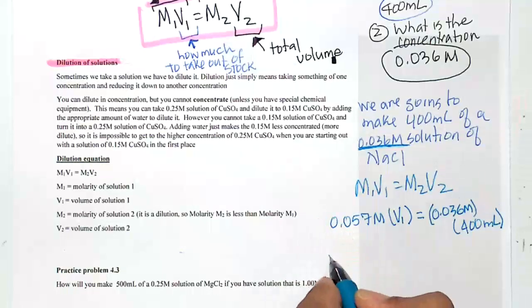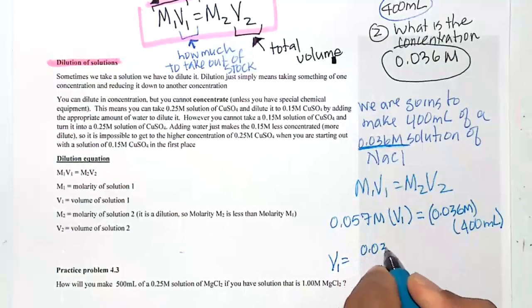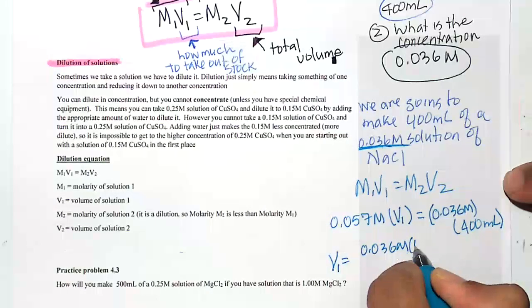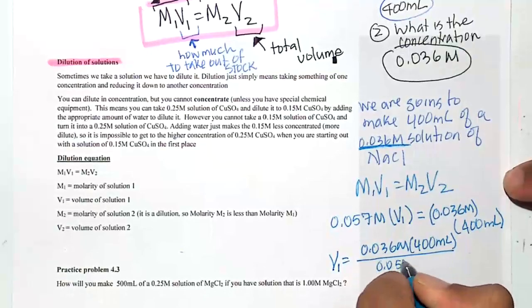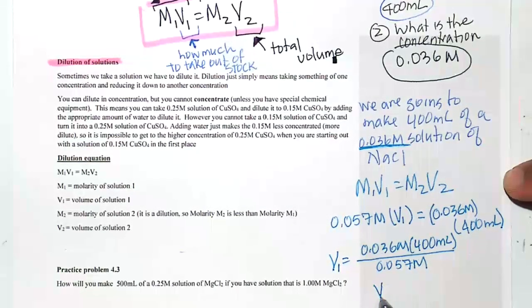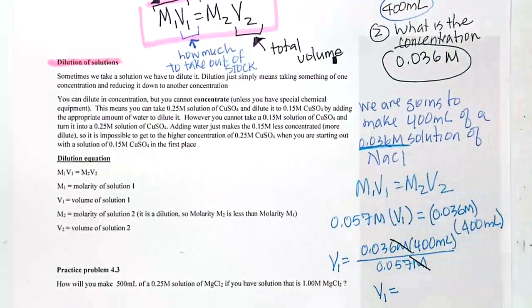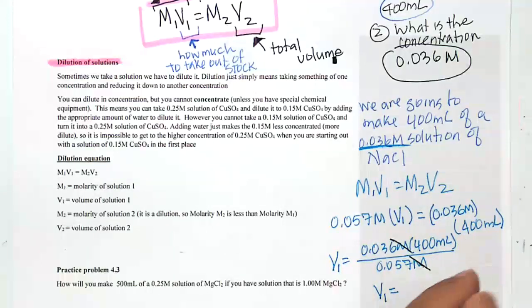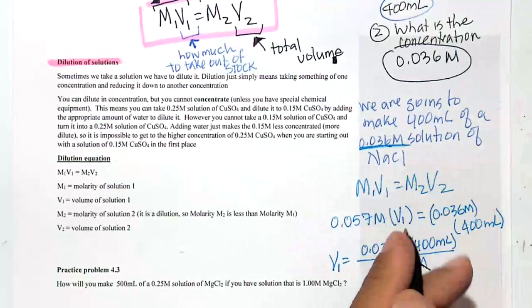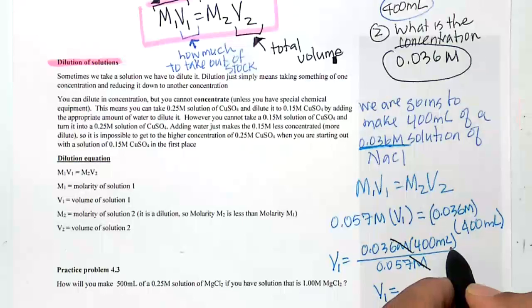So let's solve for V1. 0.036 big M times 400 milliliters, divided by 0.057 big M. This is our V1. I want you to recognize the big M's cancel. So we are left with what units? Milliliters. It's hard for you as students to learn if I keep saying the wrong things. The units cancel, leaving us with milliliters.